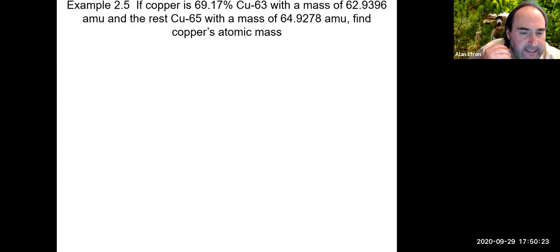So why don't you try one here? If copper is 69.17% copper 63, with a mass of 62.9396, and the rest is copper 65, find copper's atomic mass in AMU. So take a couple of minutes, see what you come up with here.